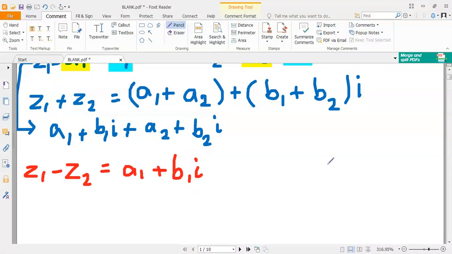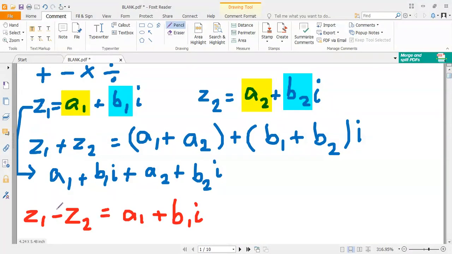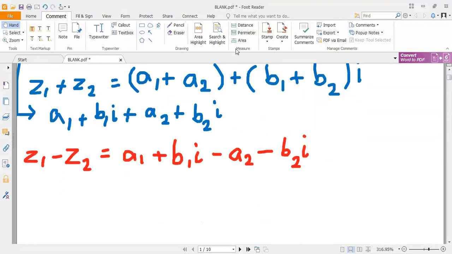And now z2, there's this minus sign in front of that. So we put a minus sign and we write it here. So we write minus a2 and minus b2i. So that is what we do here. If I do not want to skip this step, then I'll write the first complex number here, and then I'll put a minus sign in front of the two parts of the second complex number, and then I'll write this.